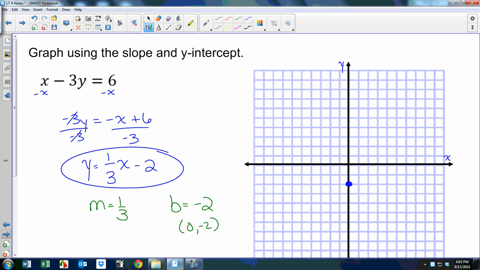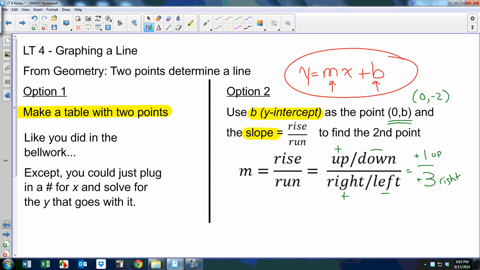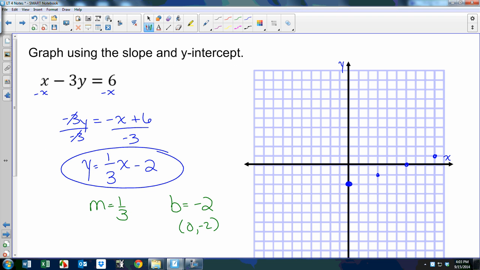So let's first follow the directions: up 1, right 3. Up 1, right 3. The fraction 1/3 could also be written as negative 1 over negative 3, which would have been down and left. Down 1, left 3. Let's see how that fits on the picture. If we went down 1, left 3, we're still going to be on the same line: down 1, left 3, down 1, left 3.